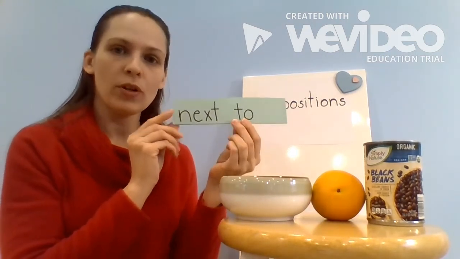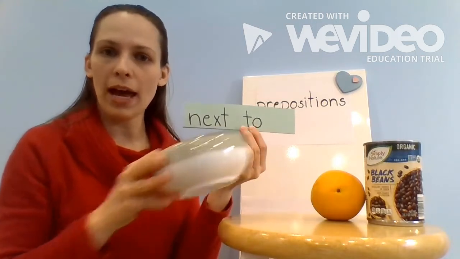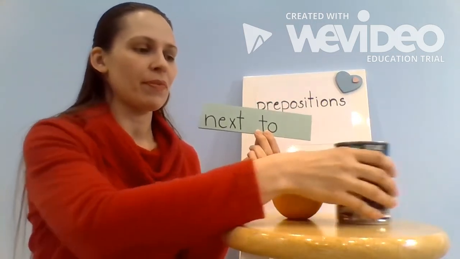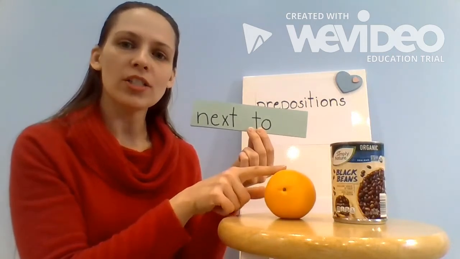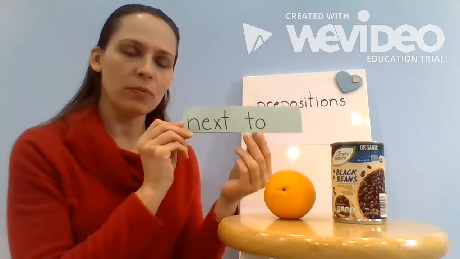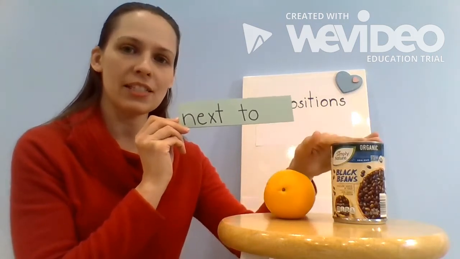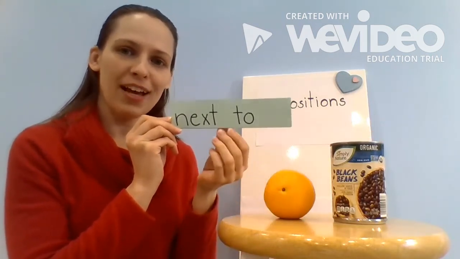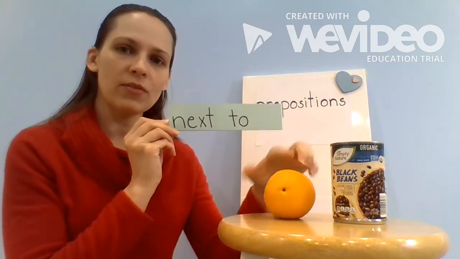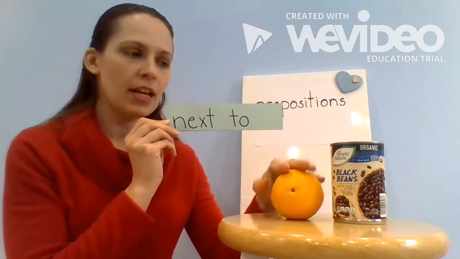Next to. For next to, I'm going to take this one away. We're just going to use the can. The orange is next to the can. Next to. The orange is next to the can. Okay? That means that it's sitting near it. It's very close to it. Next to.